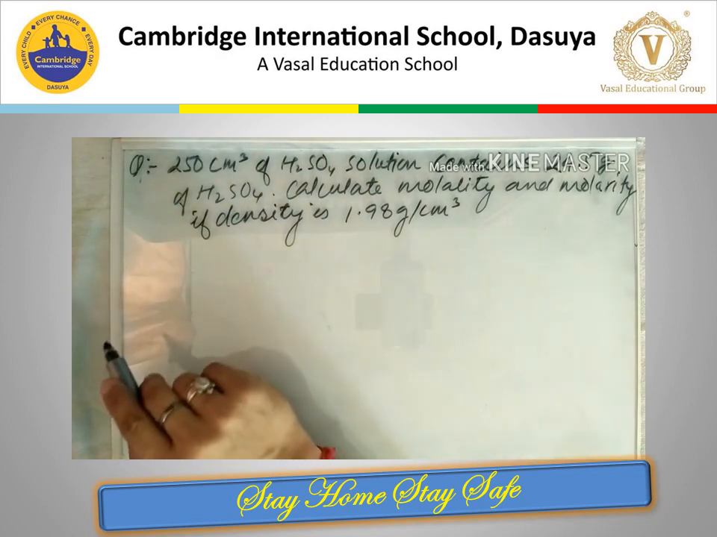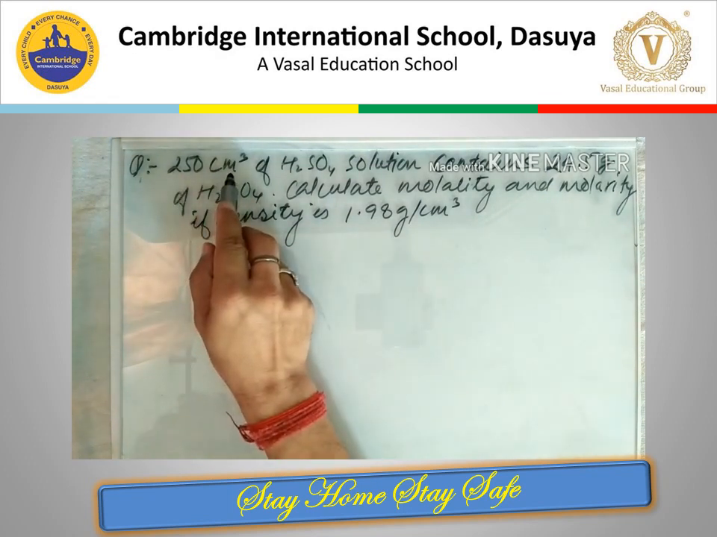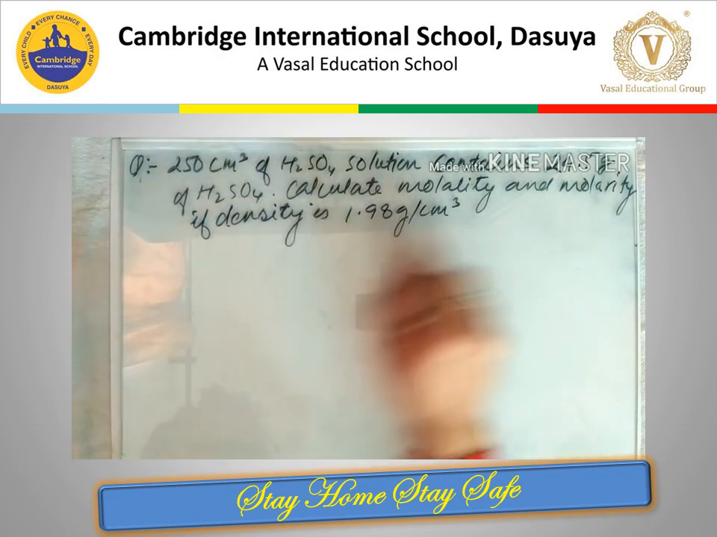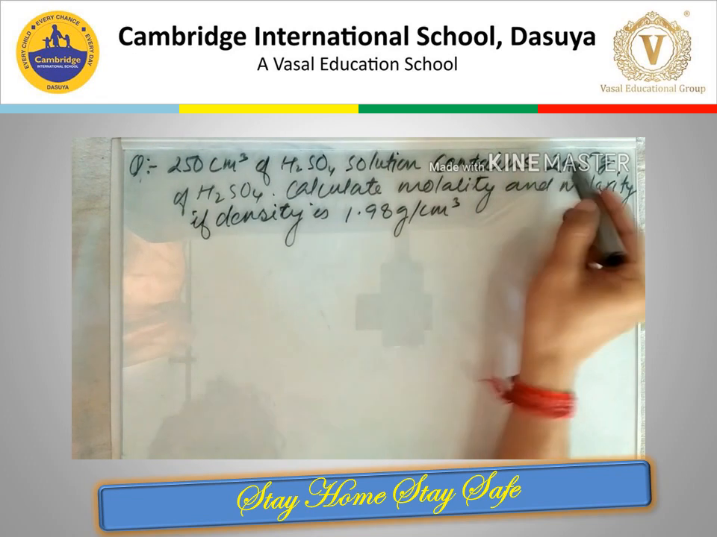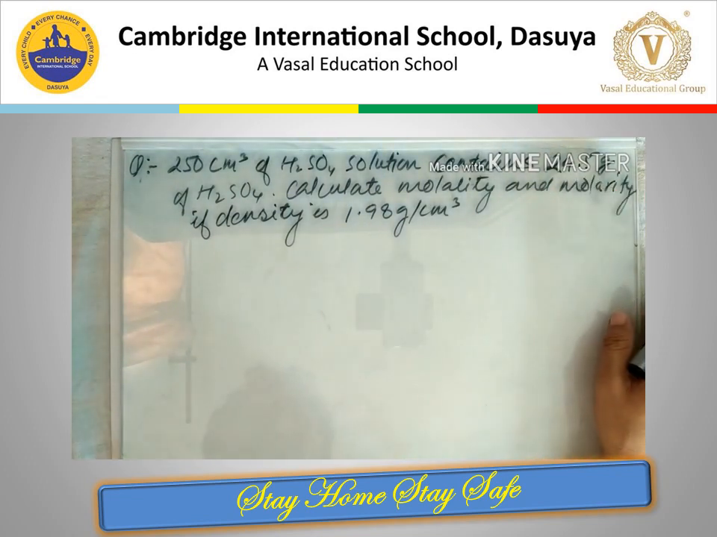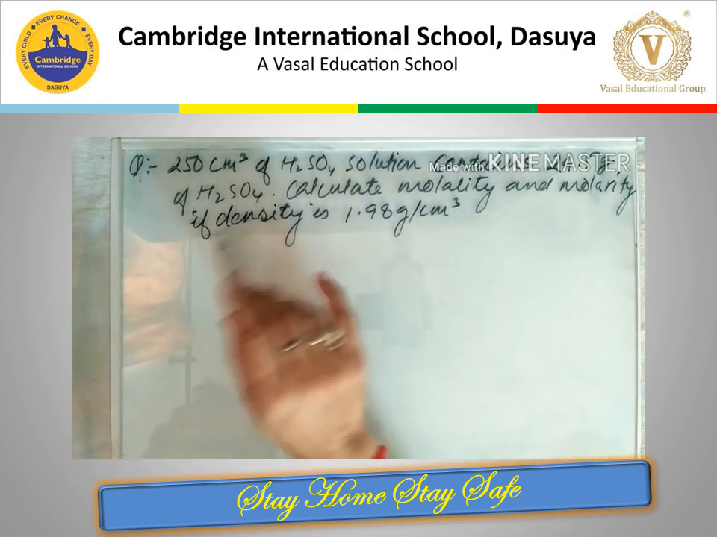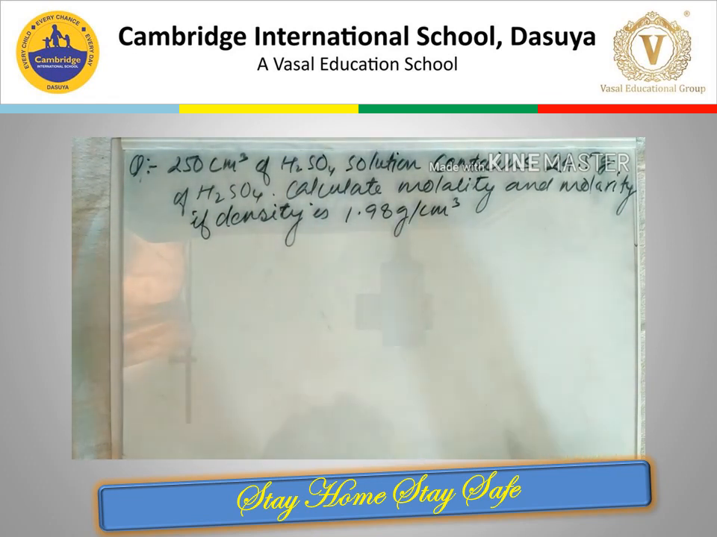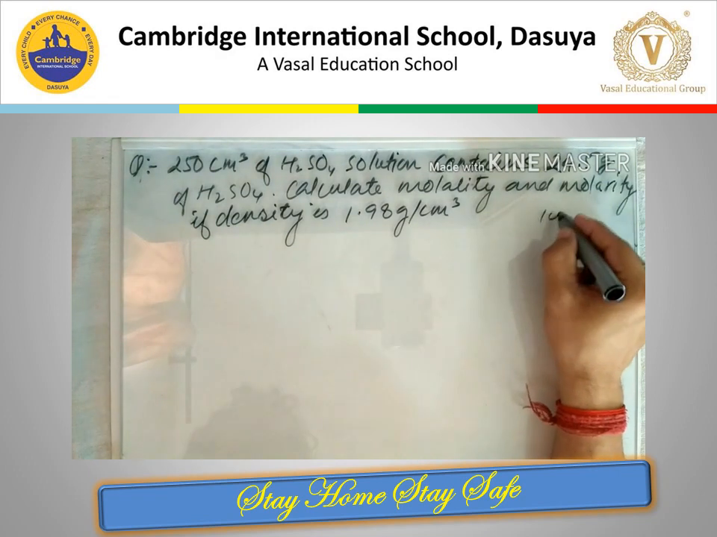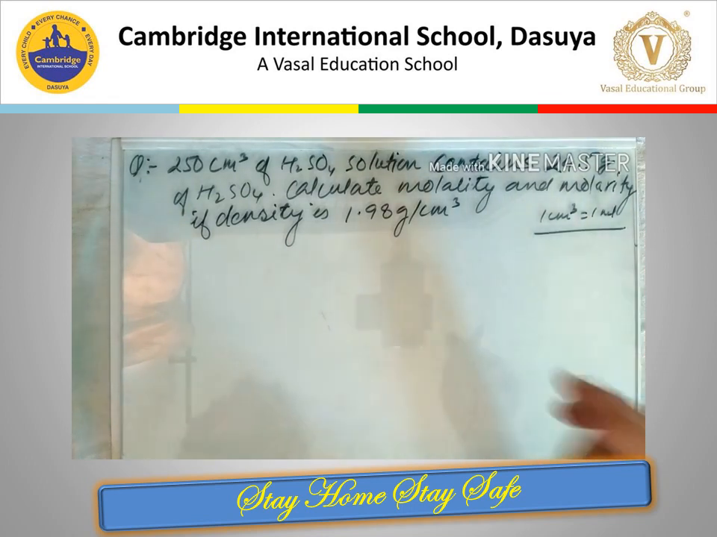Now let us solve this numerical in which we have 250 centimeter cube of sulfuric acid solution containing 24.5 gram of sulfuric acid. The volume is given and the mass of sulfuric acid is given here. Now what we have to do is calculate the molality and molarity of this solution if the density is 1.98 gram per centimeter cube or per ml. Since 1 cm cube equals 1 ml, although we will not be requiring it, you still need to know it.